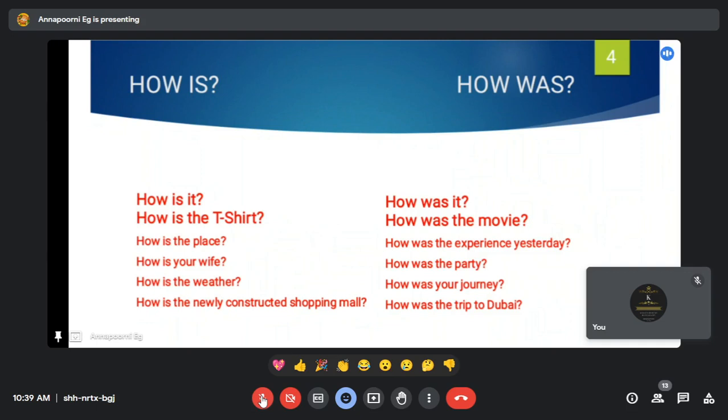But now we are going to see what is how is and how was. In how is, I have given 5 to 6 sentences, and some of the same sentences are converted into how was also. Some I have taken as different examples, but you can understand the difference. Who is ready to read how is? Yes, Aradhana, you can read the sentences for how is.